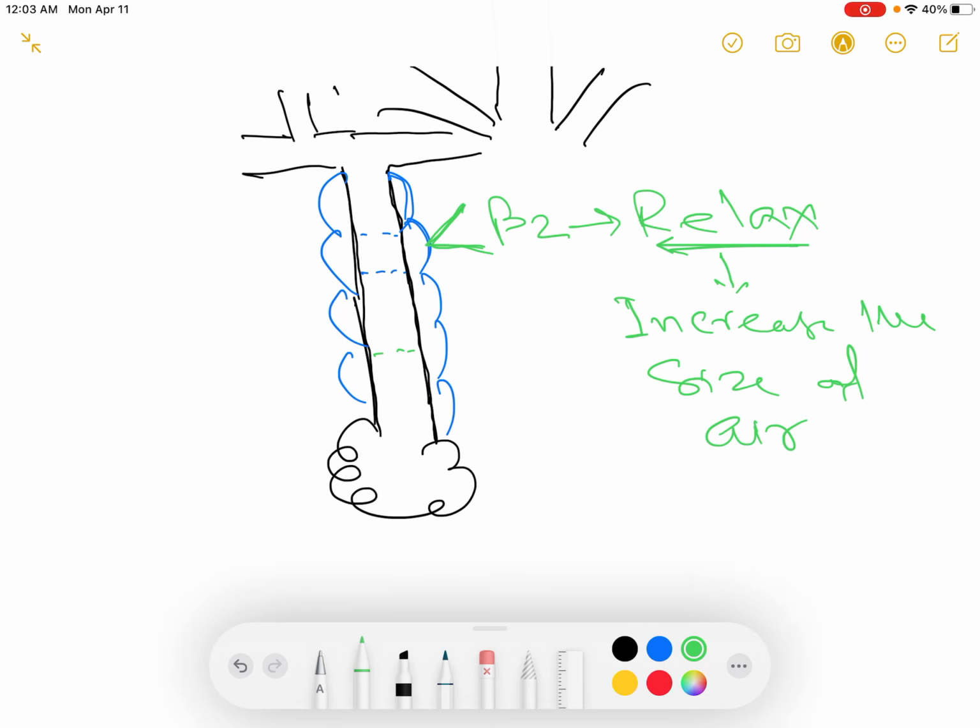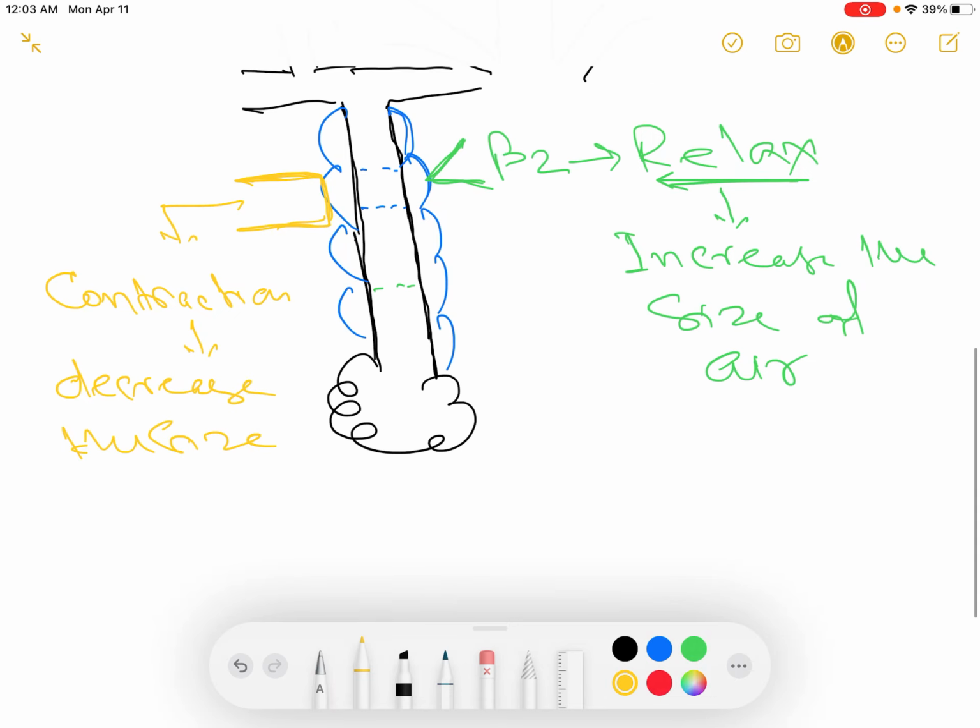Then they have another receptor on the smooth muscle cell, called the muscarinic receptor. This muscarinic receptor causes the contraction of the smooth muscle cells. And this contraction decreases the size of the small airway. So that's how these smooth muscles regulate the size of the small airway.